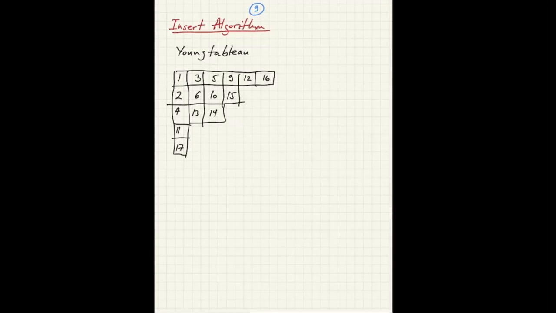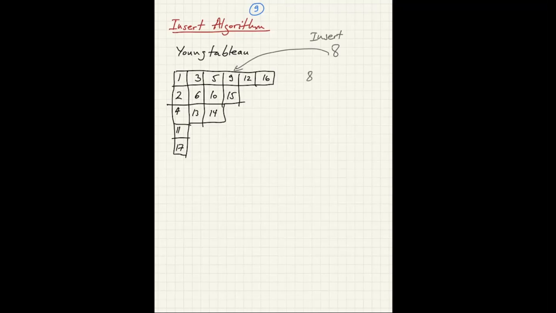So let's say we have an element 8, and we want to insert 8 into this tableau. Then what does this algorithm do? Well, you try to insert it in the first row. 8 sees 1, so it has to be to the right of 1. Then it sees 3. Well, 8 is bigger than 3, so it has to be to the right of 3. So the right position of 8 is where this 9 is. So that's where 8 goes first.